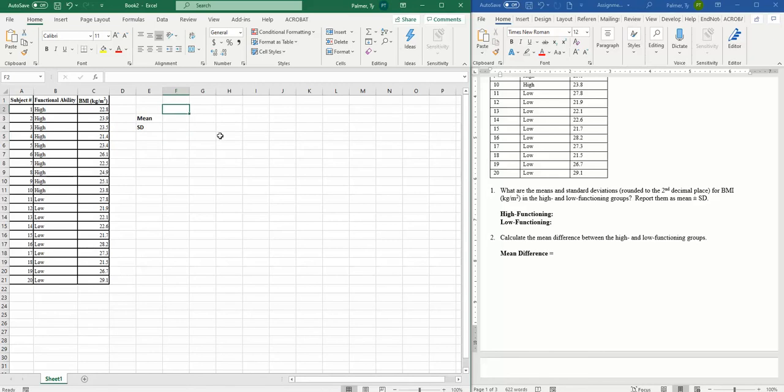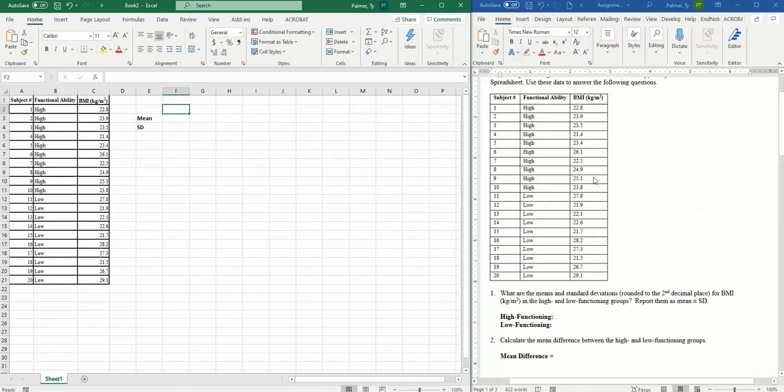It also asks us to calculate for both groups. If you look at the data over here in the Excel spreadsheet, you can see which of our subjects are high functioning. It looks like the first 10 subjects are part of that high functioning group. And then the last 10, subjects 11 through 20, are considered the low functioning group. They have low functional ability. And here are their BMI scores over here.